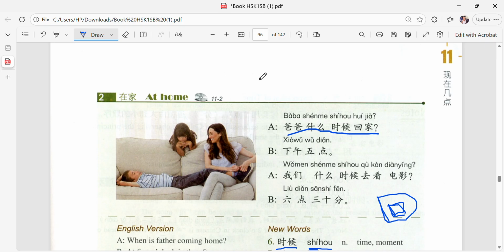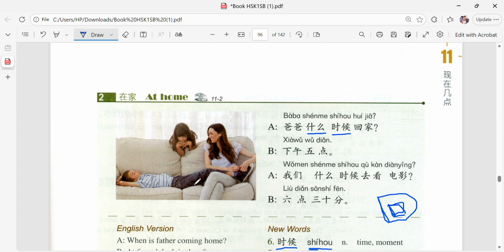Let's look at the text quickly. Baba is father. 什么时候回家? Repeat: 爸爸什么时候回家? So this word 什么时候 carries a lot of meaning, because 什么 is what, and 时候 is time. So what time, or when?